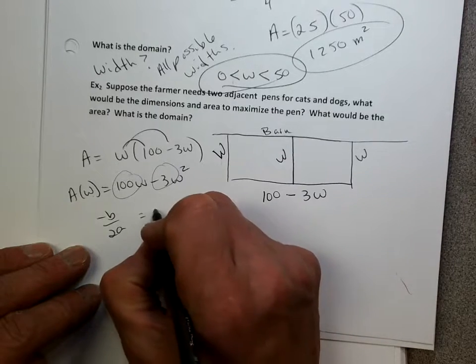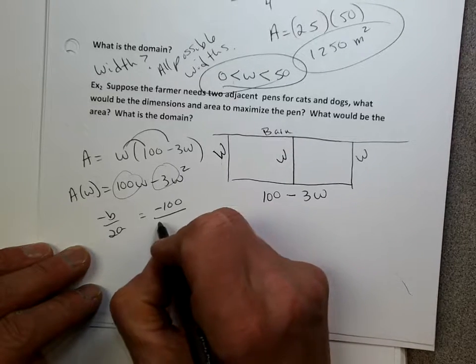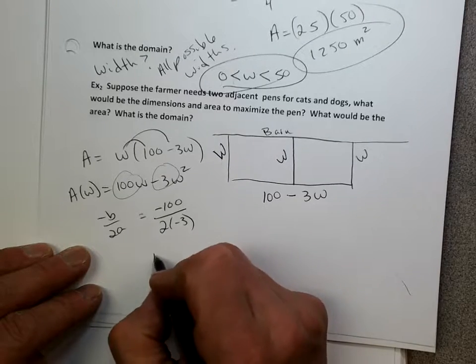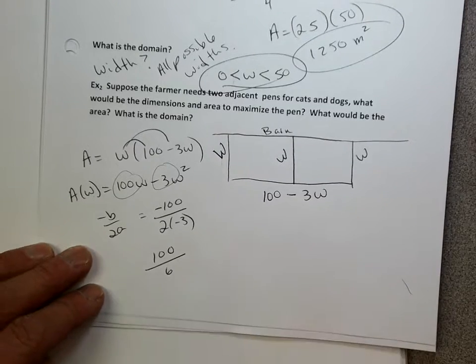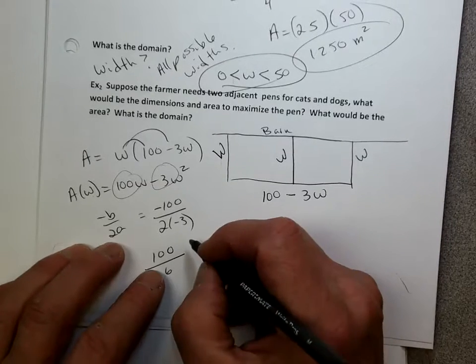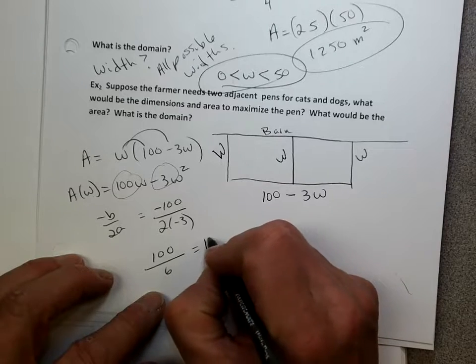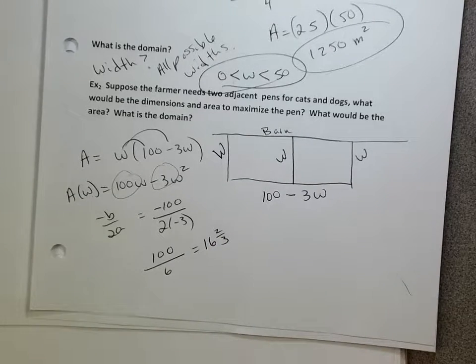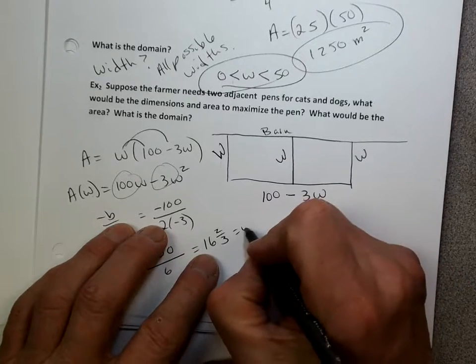So I'll go negative 100 over 2 times negative 3, which is a positive 100 over a positive 6, which should be, I think it's 33 1/3. I think it is. 100 divided by 6. No, 16 2/3. I was wrong. Glad I checked. So I got 16 2/3. What is that number? That's our width, right? That's W.